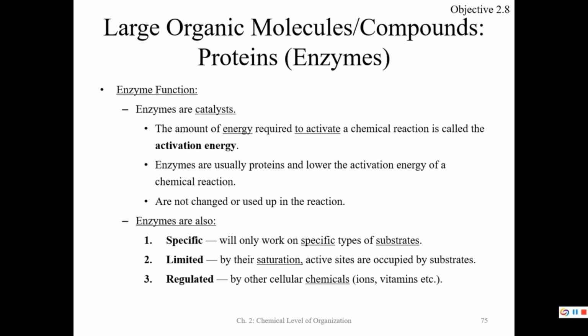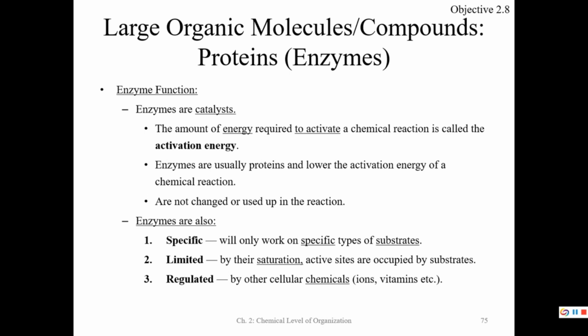They usually are going to be proteins. They're not always, but they usually are. For example, a ribozyme is an RNA-based enzyme. But they are also not changed or used up by the reaction. So an enzyme, when it works, can do it again and again. They're reusable. They're able to continue to function for quite a long time before they get removed somehow by the body.